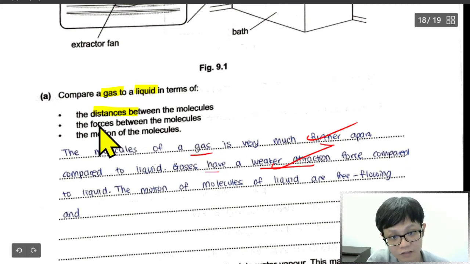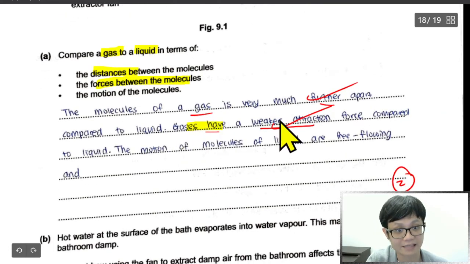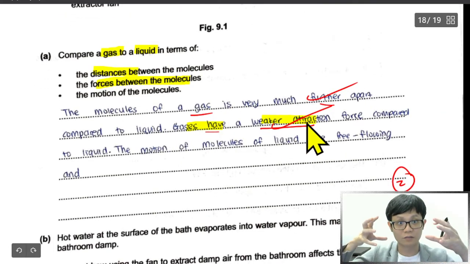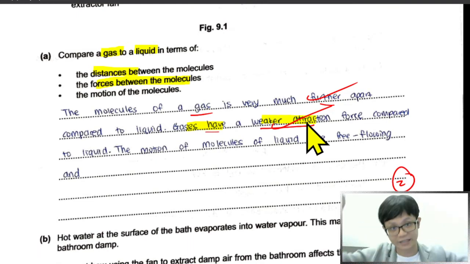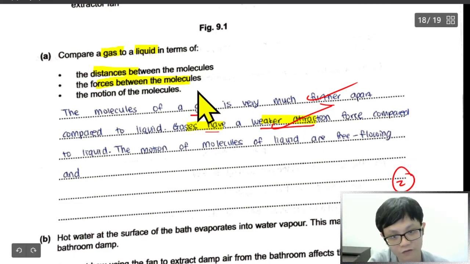Let's talk about forces between molecules. Of course the gas has weaker forces between molecules, so it's easier to break the air rather than to break the water, correct or not? If I splash the water, it needs more energy than splashing the air. Of course, solid is even stronger, so I cannot splash the solid unless I'm Superman.